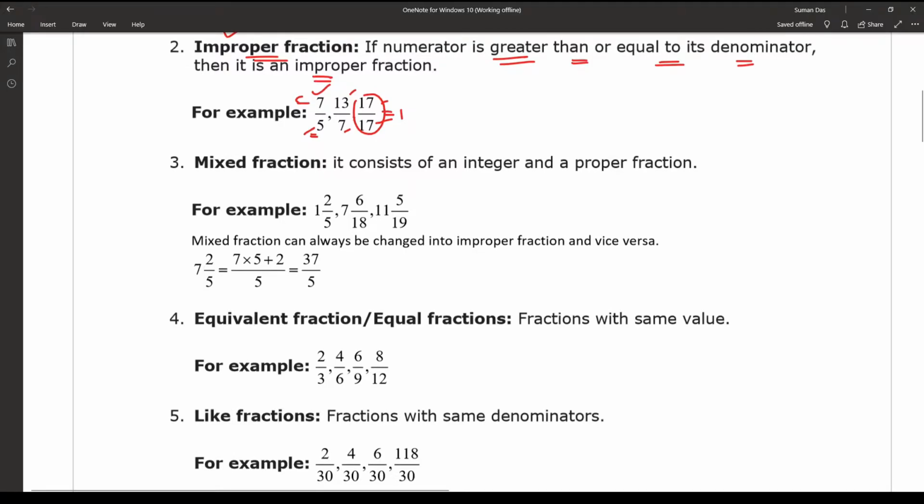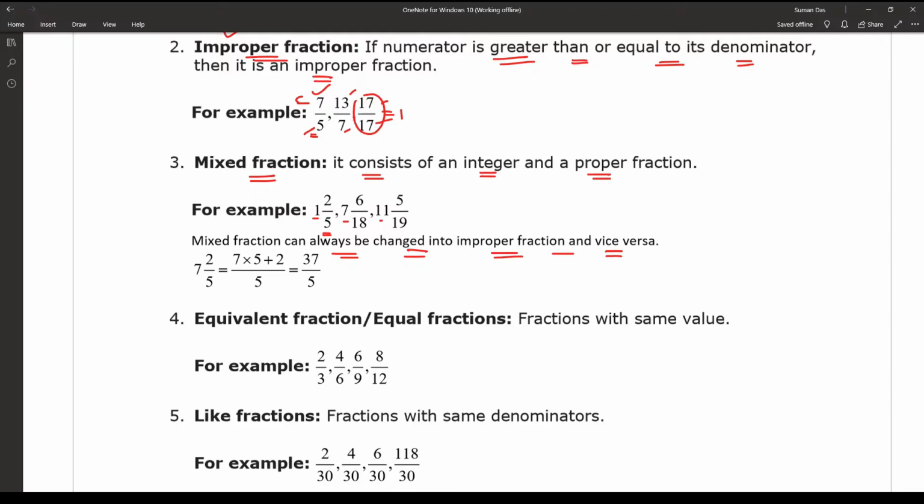Next one is known as the mixed fraction. It consists of an integer and a proper fraction. For example, 1 and 2 by 5, 7 and 6 by 18, 11 and 5 by 9. So mixed fractions can always be changed into improper fractions and vice versa, such as 7 and 2 by 5.